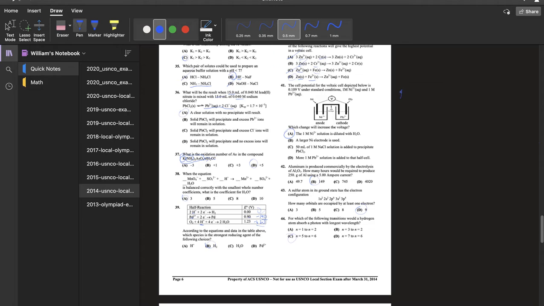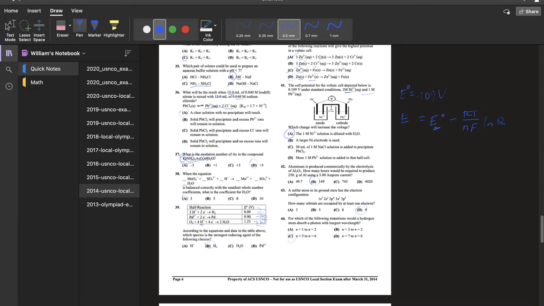So the cell potential is that, and we have standard conditions and standard molarities. What increases the voltage? We need to know what the Nernst equation looks like. This should have a knot. So this is called the Nernst equation.